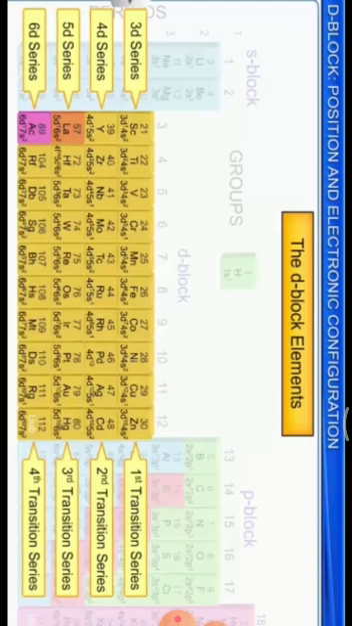As the process of melting and boiling involves breaking of bonds between metal atoms, strong bonds require high energy to break them, resulting in high melting and boiling points. Hence, these elements have high melting and boiling points.